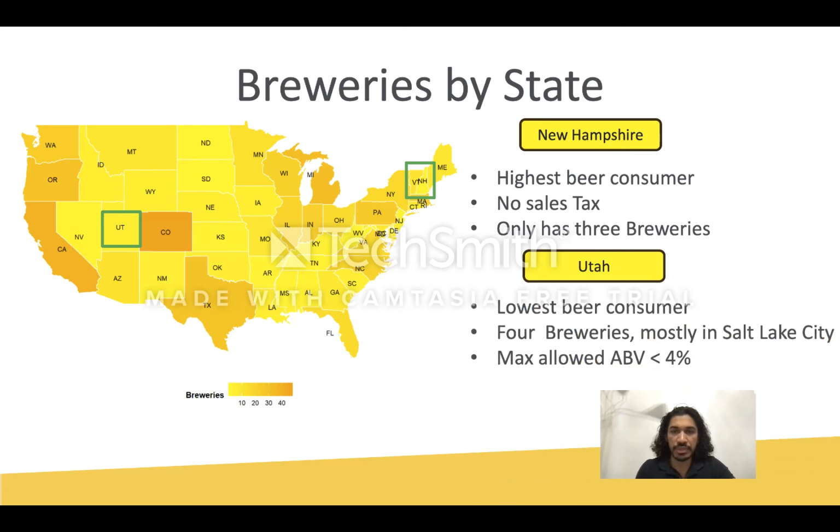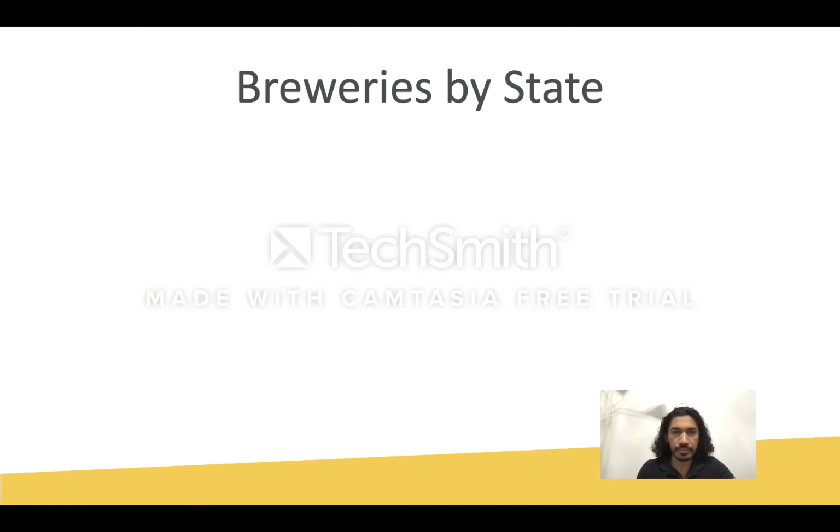Utah has the lowest consumption and 4 breweries, all of them clustered in Salt Lake City, and they also have a law that the maximum allowed ABV is less than 4%. What we found is that most of the breweries are concentrated to the west of the Mississippi River, which we can see in these dark orange states.